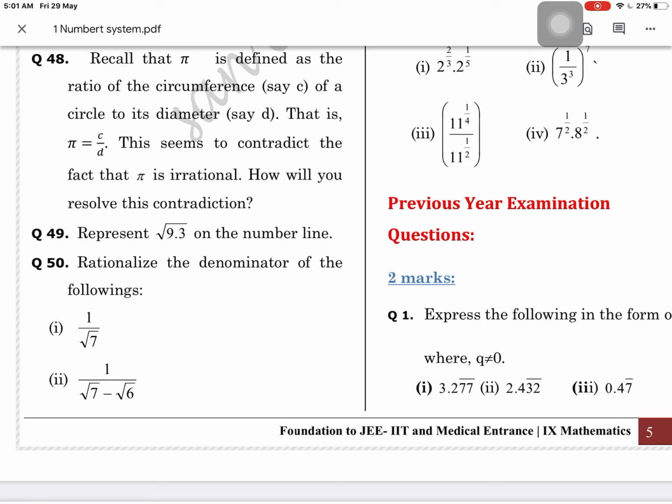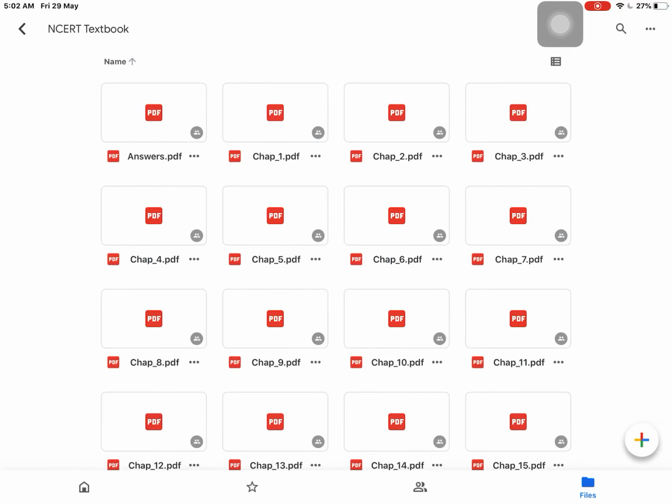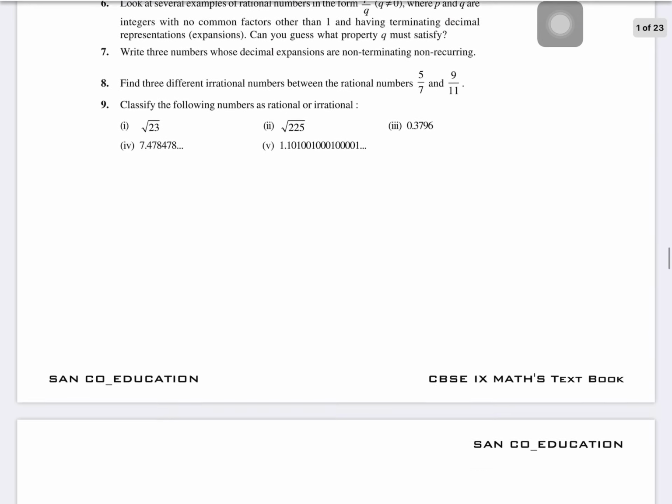Is that clear? So for this I will just perform an activity to understand the representation of a decimal-form irrational number, that is, under root 9.3. How to represent this on the number line? So further I just recall a concept in your NCERT textbook. I keep referring to the NCERT textbook again and again because this will help you. This is a source which you already have, and you can access the information from the NCERT textbook also.